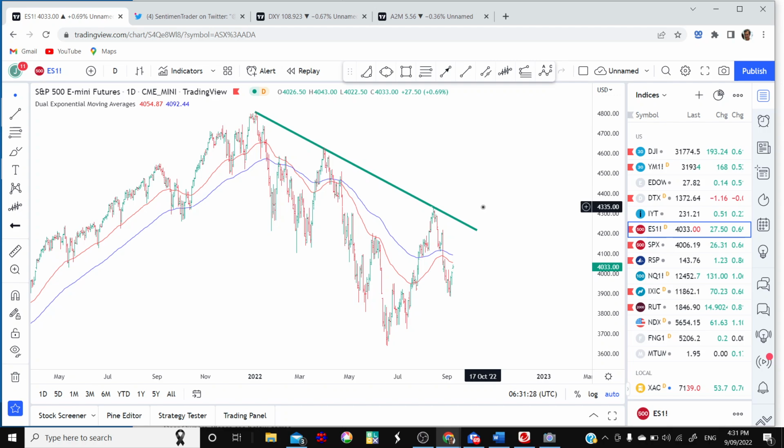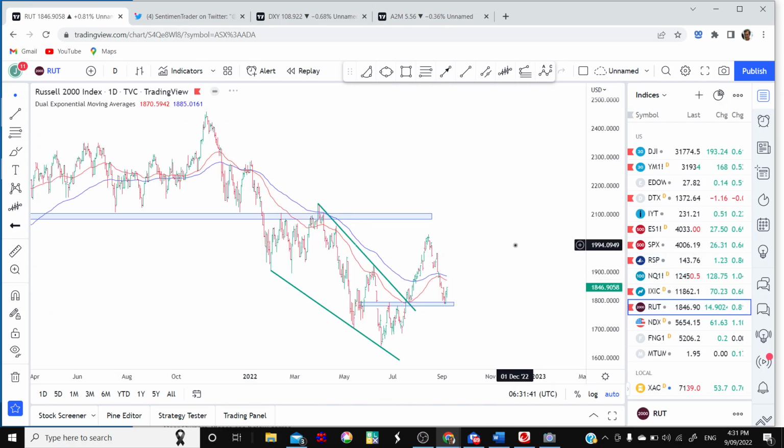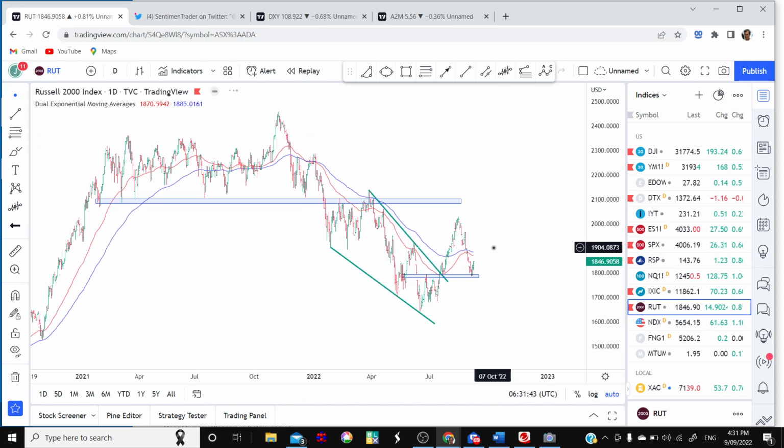Now, what have I been doing this week? I've been adding a bit of exposure, a little bit more exposure to the market. And I'll show you how I've been doing it. I've been doing it through the Russell 2000 is how I've approached it this week.